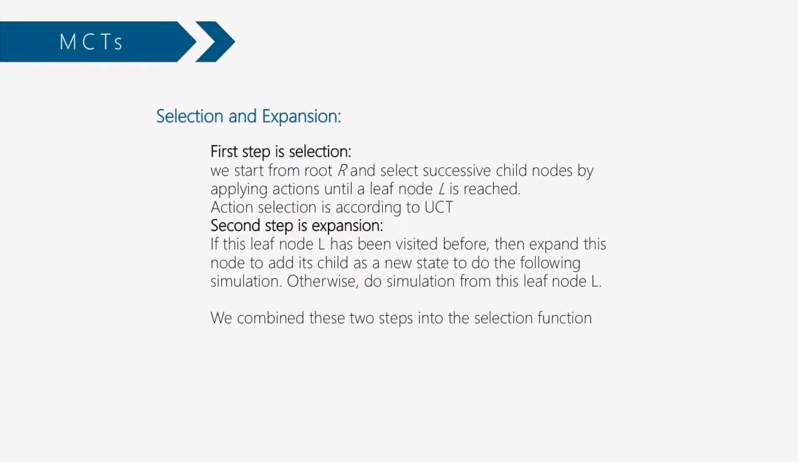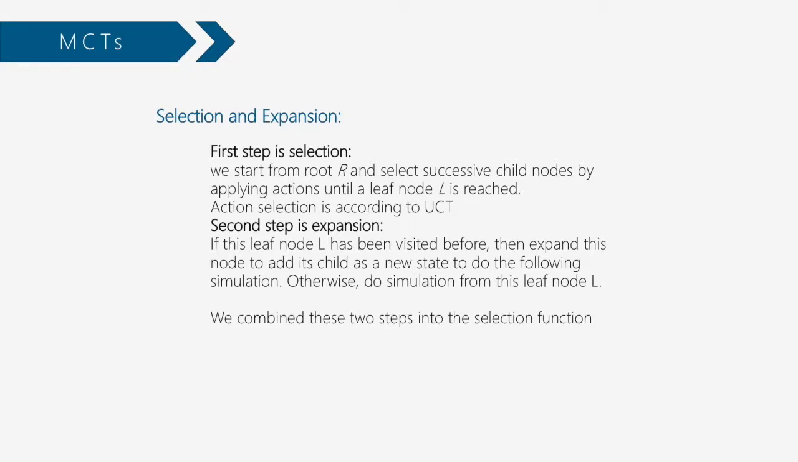The first step is selection. We start from root R and select successive child nodes by applying action until a leaf node L is reached. Action selection is according to UCT.